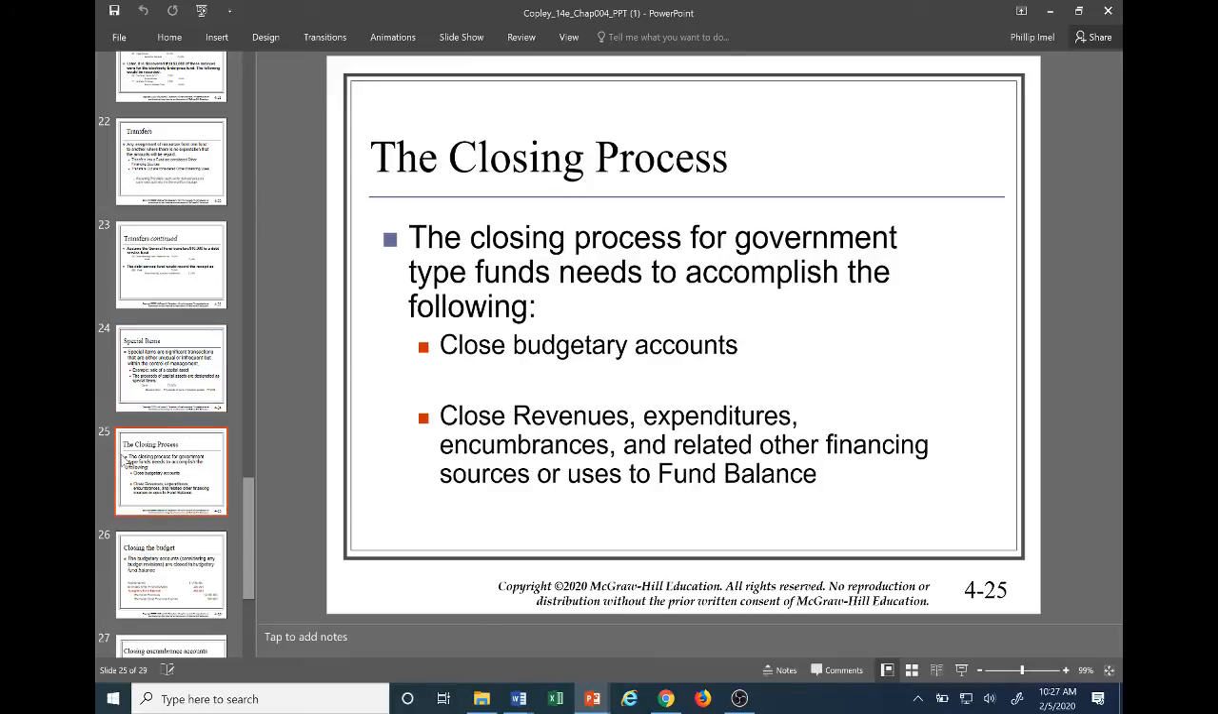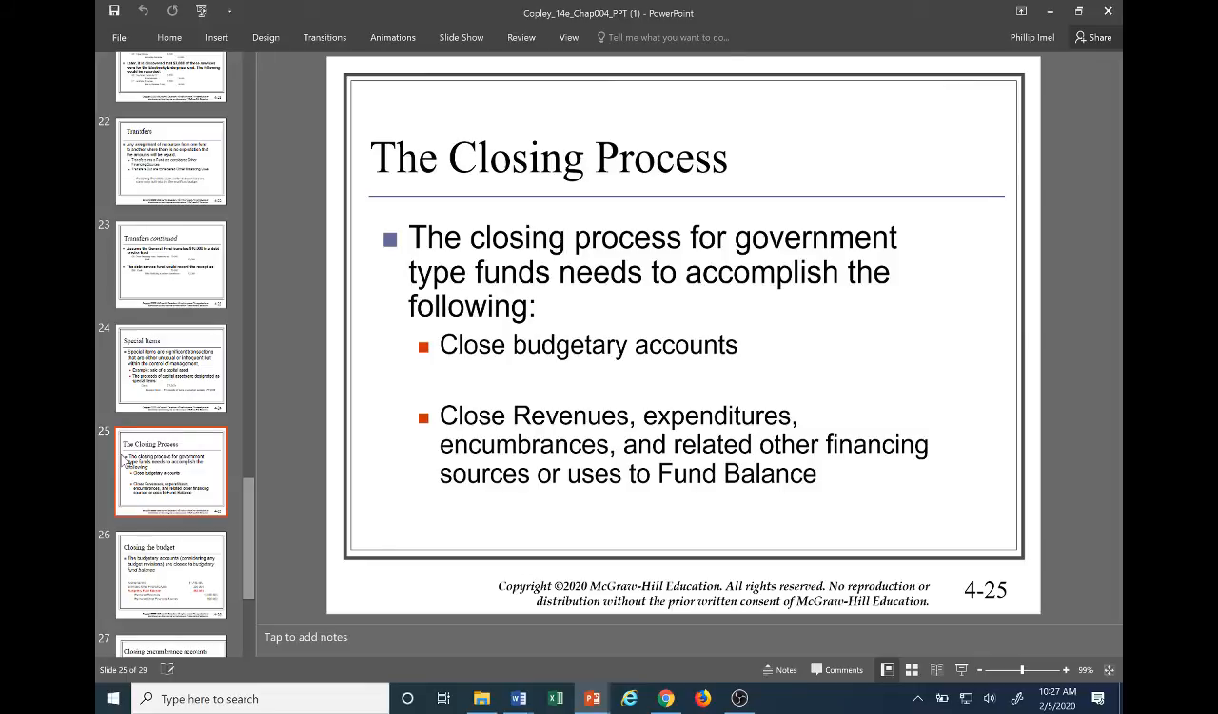All right, the fund closing process. I know everyone has already gone through, hopefully in intermediate, the closing process with shutting down your books monthly, quarterly, yearly, or whatever they might be. So the closing process for government type funds needs to accomplish the following.